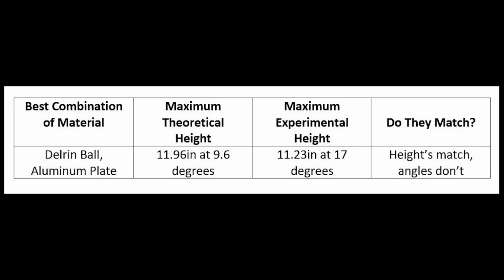So in the end, our maximum experimental height was 11.23 inches with the Delrin ball bouncing on the aluminum plate. What's interesting here is that our experimental results don't match our theoretical results exactly, but the heights are pretty close. It's just the angle that's way off.